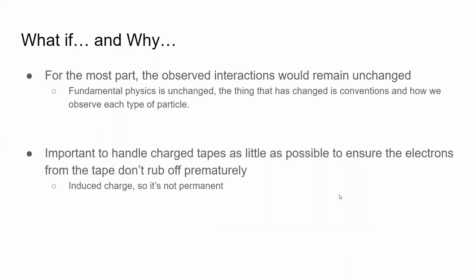And so for the what if and why: for the most part, the observed interactions would remain unchanged if you change the convention so that electrons are positively charged and protons are negatively charged. In physics and fundamental principles, this would remain unchanged. That only changes the convention and how we observe each type of particle. And for the why, it's important to handle charged tapes as little as possible to ensure the electrons don't rub off prematurely, since this was an induced charge during the experiment, so it's not going to be permanent.